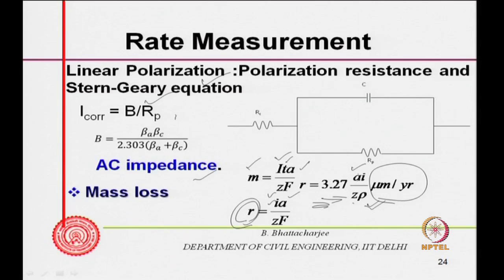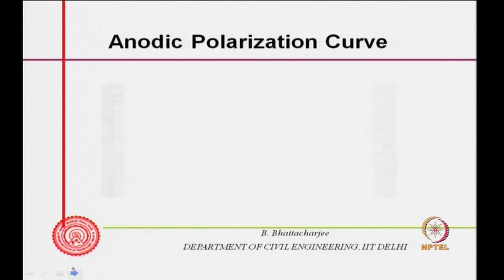So, in case of Fe the atomic weight is 56, Z is 2, so this value is 28, and one can find out, if you measure the corrosion current density, and the density in case of steel is 7.85, how much is the penetration depth per micron per year, or it is also written in 10 to the power minus 6 inch per year, mils per year, and so on. So, this is how we express it.